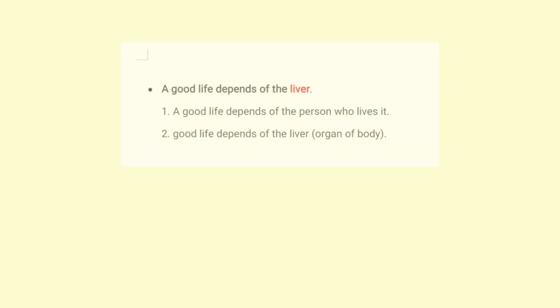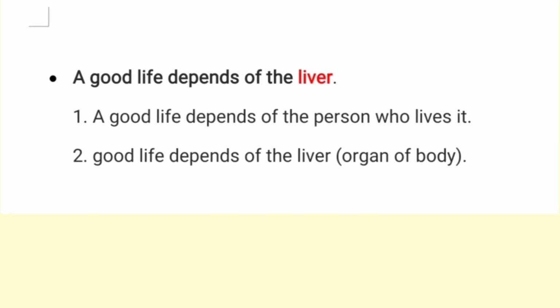Look at the next example. A good life depends on the liver. Now, the word liver means the person who lives the life, and the word liver also means one of the body organs. So the possible meanings of this sentence are: a good life depends on the person who lives it, and a good life depends on the organ of a body of a person.